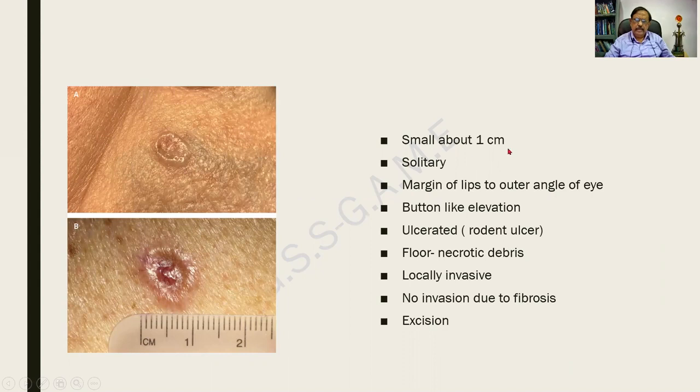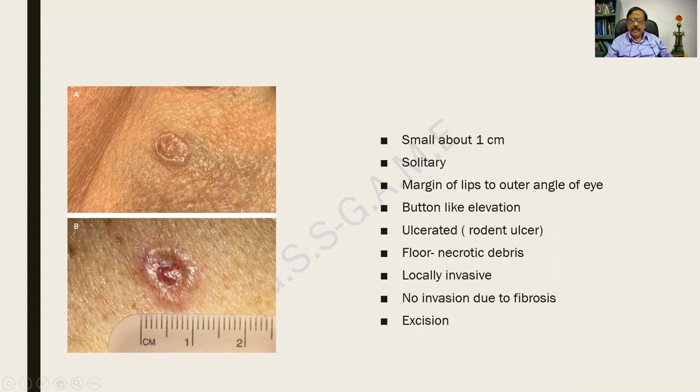It is a small lesion measuring about 1 centimeter, maybe a little more. It is solitary and it arises from the margins of the lips and it can extend up to the outer angle of the eye. It is a small button-like elevation, as we shall see over here. So this is the lesion and this is the surrounding normal skin.